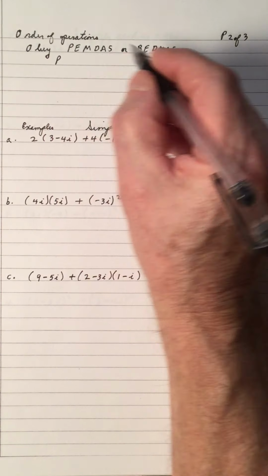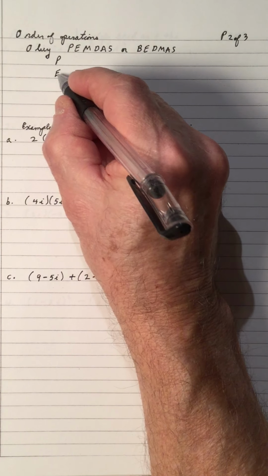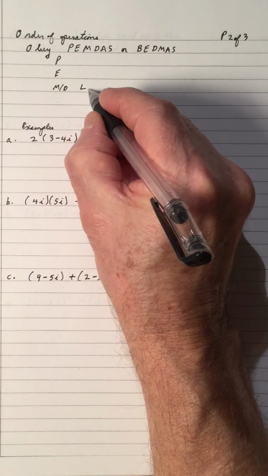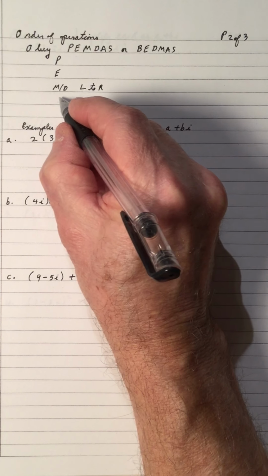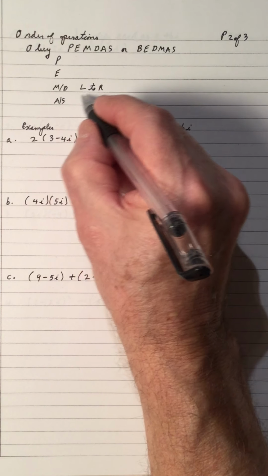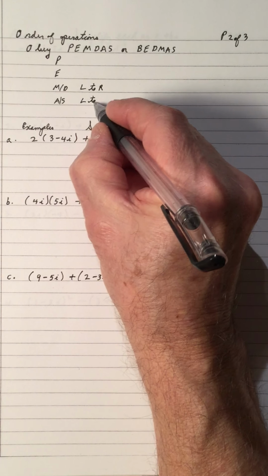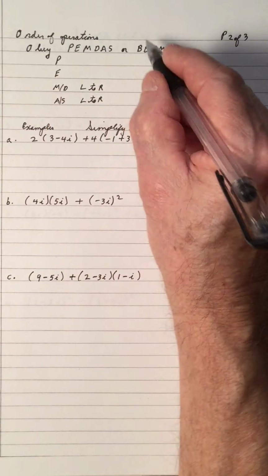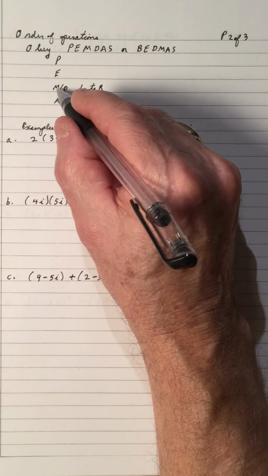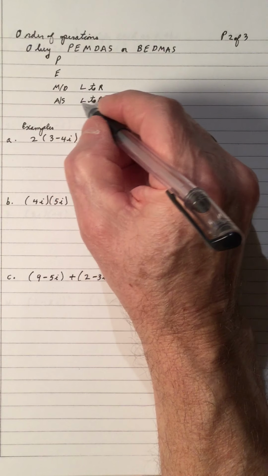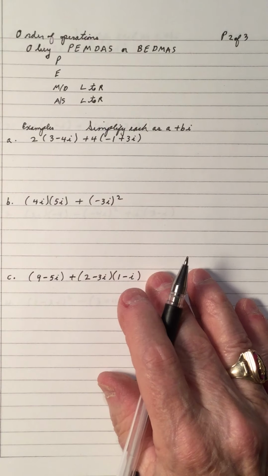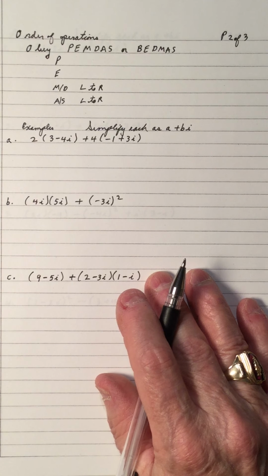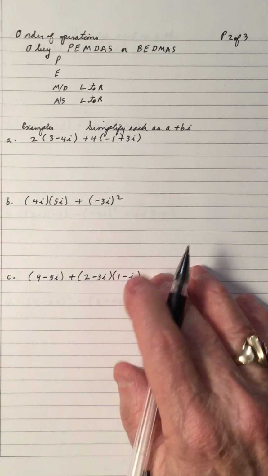P is for parentheses, B is for brackets, E is for exponents, and then we do M and D left to right, and we do addition, subtraction, whatever comes first from left to right, and that's the order. P is for parentheses or brackets, E is for exponents, multiplication, division, left to right, addition, subtraction, left to right. And this is what I'm going to illustrate here, because the order of operations is extremely important in working out the math correctly.